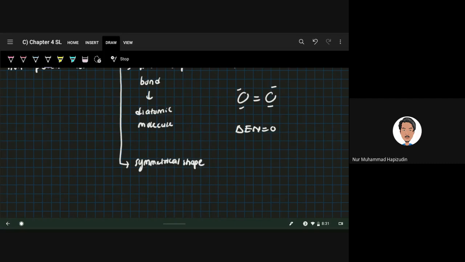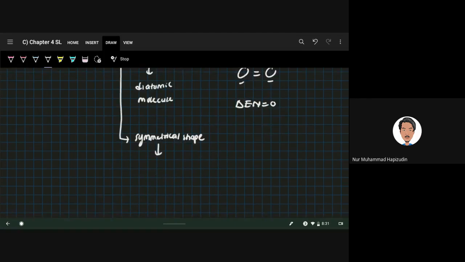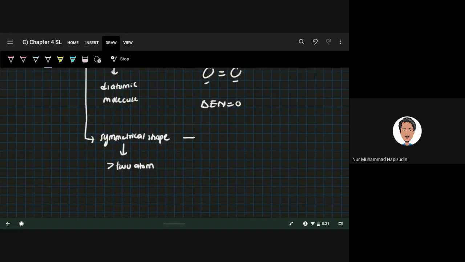Shape. Okay, this is specialized for more than 2 atoms. Okay, example: methane. Tadi ada F kan? This one is methane.